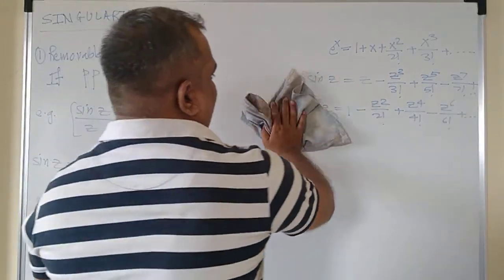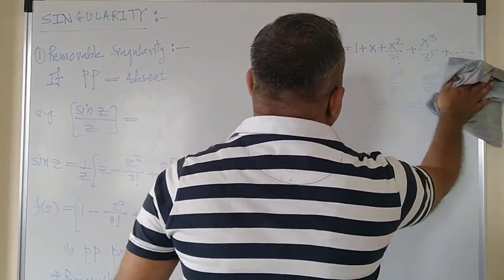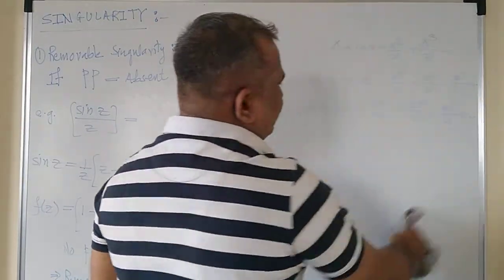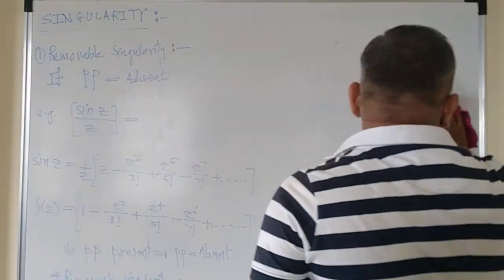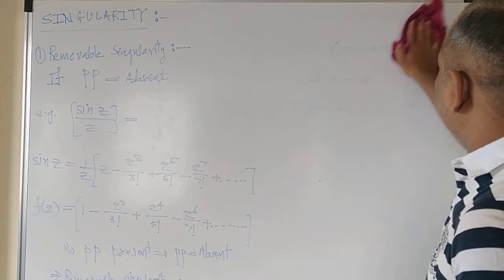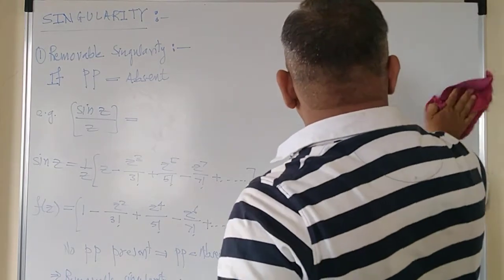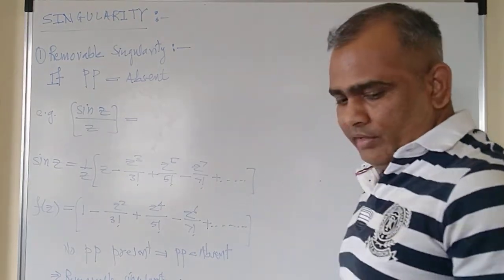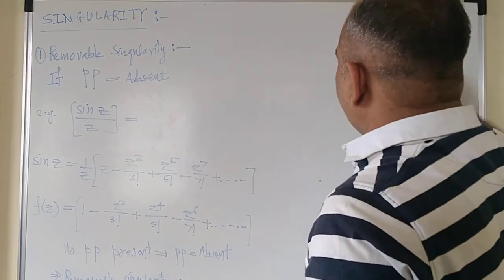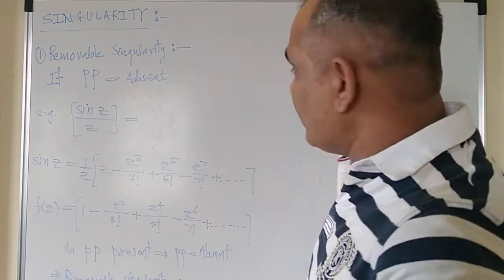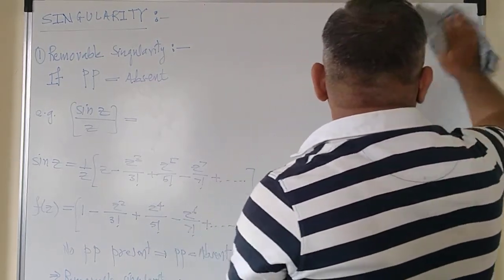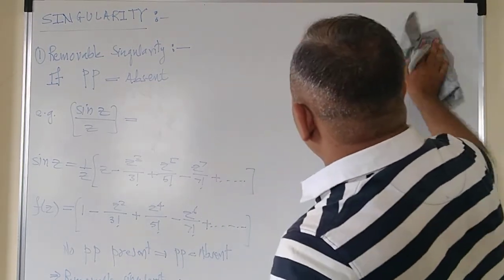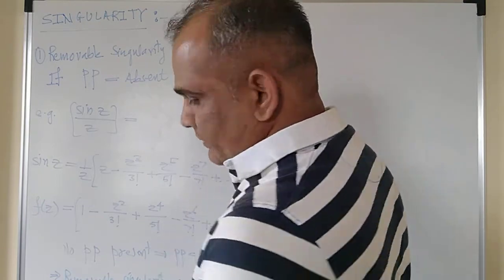Let us go for the second type, that is essential singularity. Remember this series because we need this kind of series for the next examples. So the next kind of singularity, after removable singularity, is essential singularity.